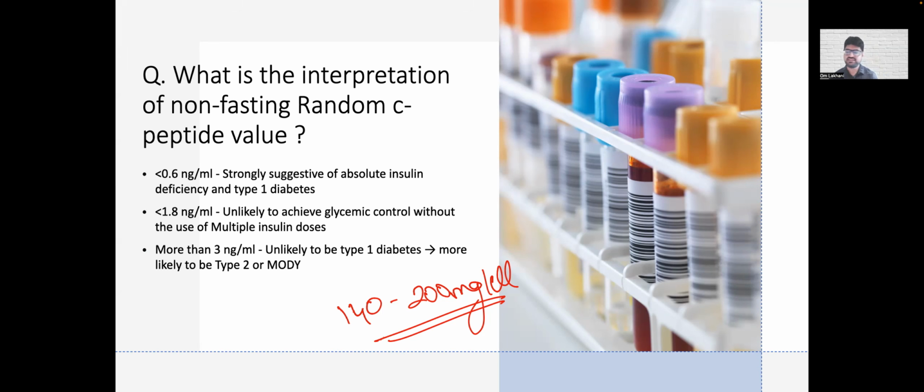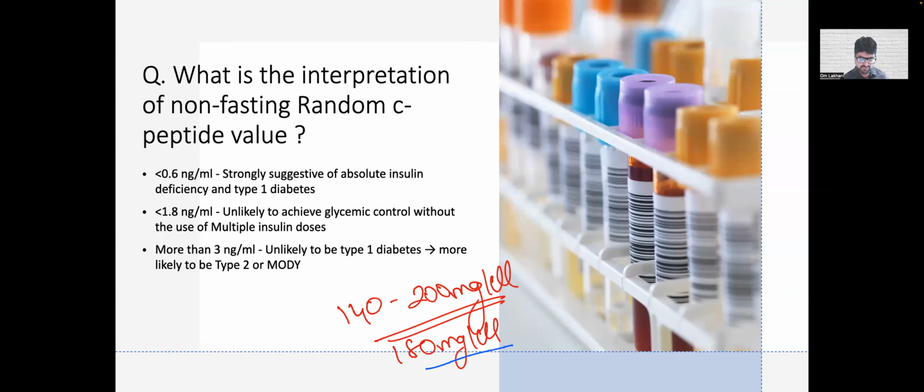So let's say the patient's blood glucose is 180 milligram per deciliter, which I randomly measure in my outpatient, and then I send the patient to the lab. Even if you're done using a glucometer, you still send a lab sugar. So you send a random sugar from the lab along with the C-peptide, right?